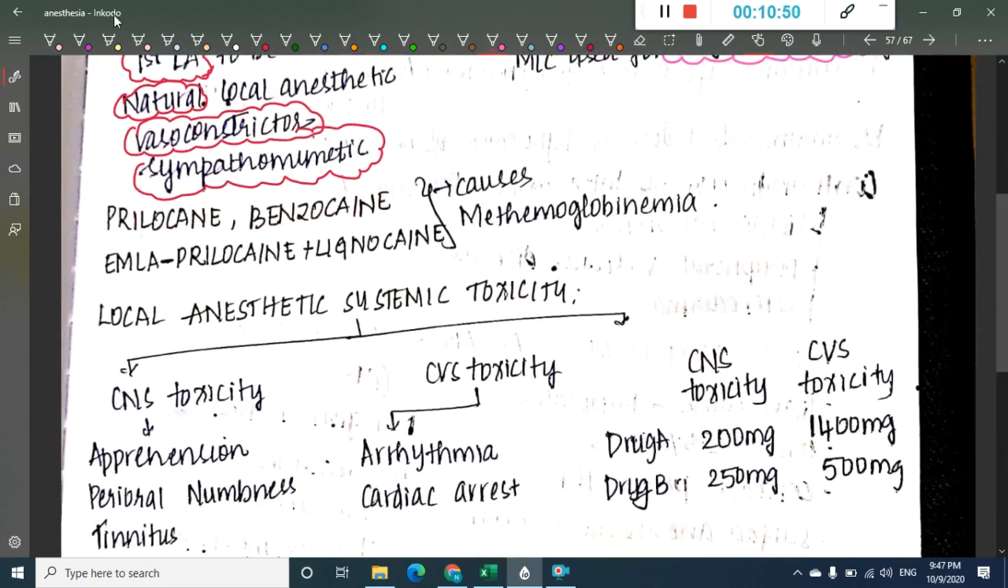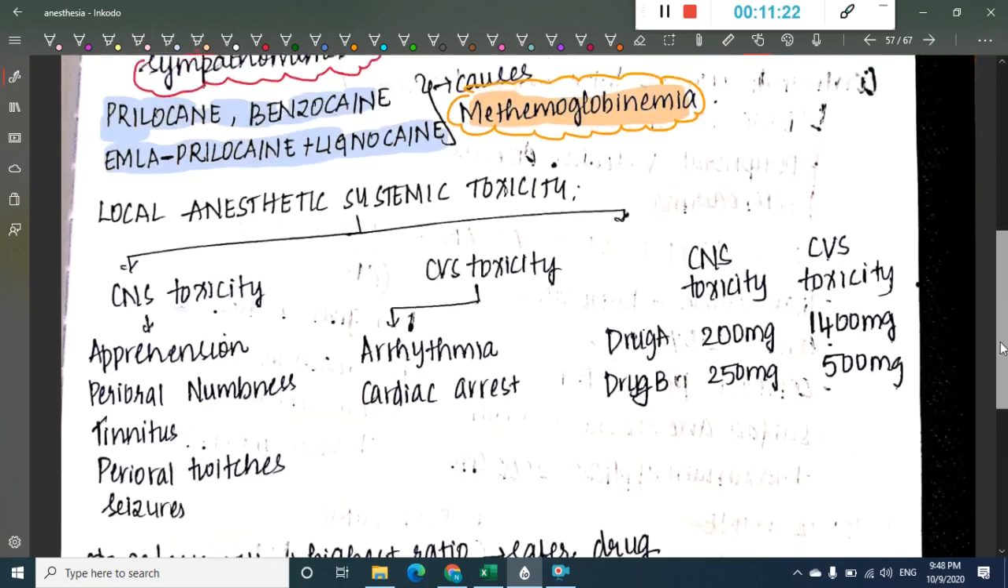Then the next important drugs are prilocaine and benzocaine, and we also have EMLA. What does EMLA mean? EMLA is prilocaine plus lignocaine. If prilocaine is combined with lignocaine, we call it EMLA. What is the side effect of prilocaine, benzocaine and EMLA? All three cause a side effect called methemoglobinemia. Methemoglobinemia is manifested when we use prilocaine, benzocaine and EMLA, which is prilocaine plus lignocaine.